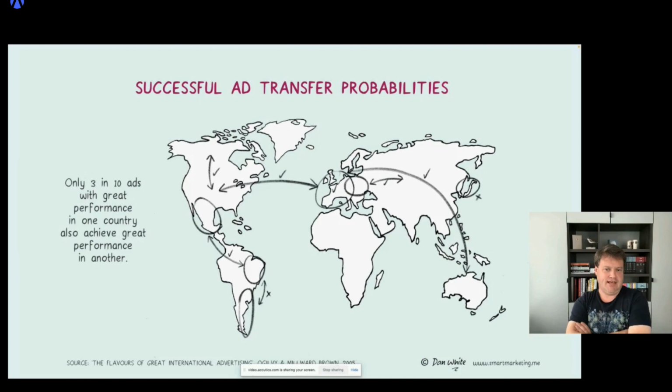I worked with Ogilvy, an ad agency, and we looked at whether an effective campaign in one country is likely to work well in a different country. I think we were quite surprised by how difficult it is for that to happen. In fact, the headline statistic is that only 1 in 3 ads that were defined as having great performance in one country also achieved great performance in another. There was a relationship. In other words, if you're better in one, you're more likely to be better in another. But there was absolutely no guarantee that a great ad in one country would be an effective ad in another country.